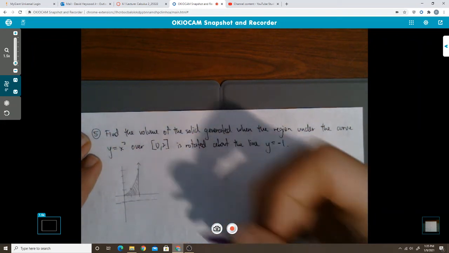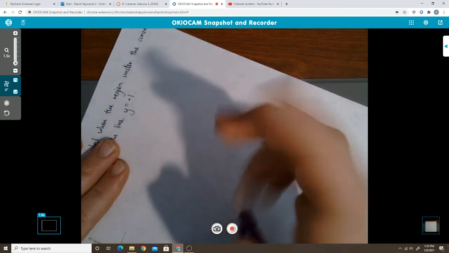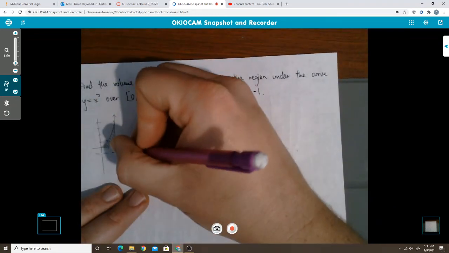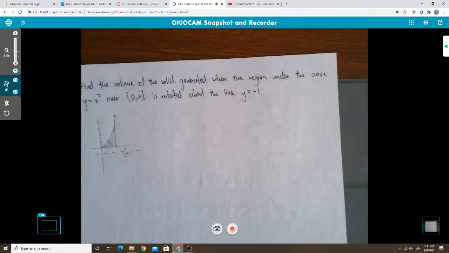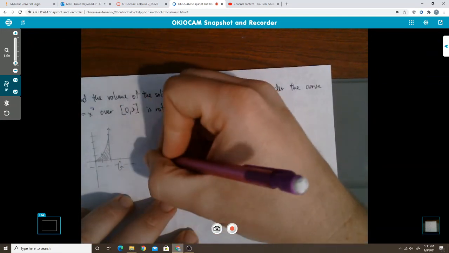I don't know why I'm having such a hard time drawing that straight line. Let me try again. Okay, so that's the axis of rotation that they want us to rotate around. So we're supposed to rotate around this thing. What do we get if we do that?